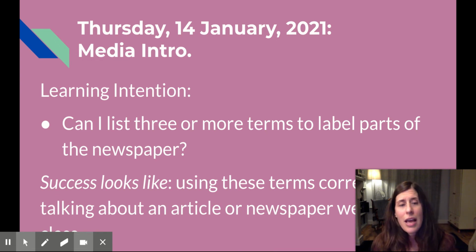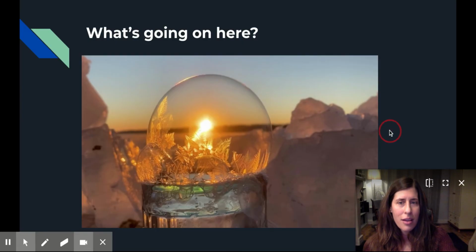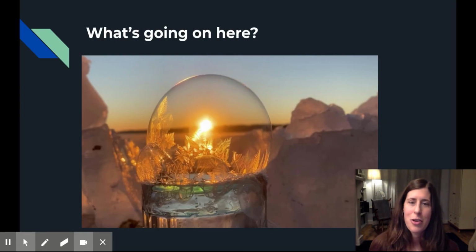Remember, success would look like using these terms when we're talking about a newspaper in class. You would be able to say headline or byline or placeline or any of the things that we're going to be talking about today. All right. So you've all paused so that you can write that down. So I'm going to keep going.